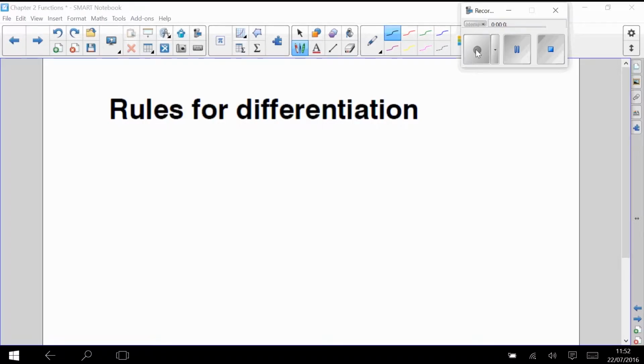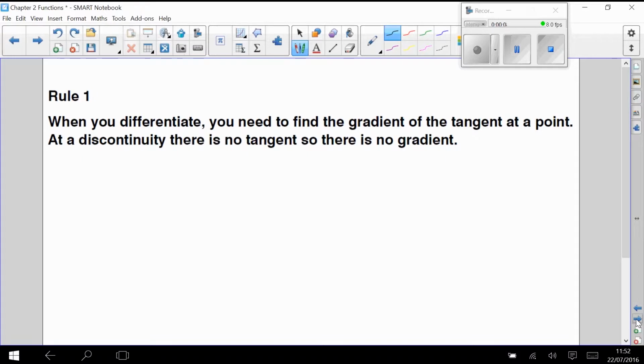There are a couple of observations that we need to make using rules for differentiation. The first one is that when you differentiate, you need to get the gradient of the tangent at a point. Clearly, if there is a discontinuity, I can't draw a tangent because there would have been a hole, and so there would have been no gradient.